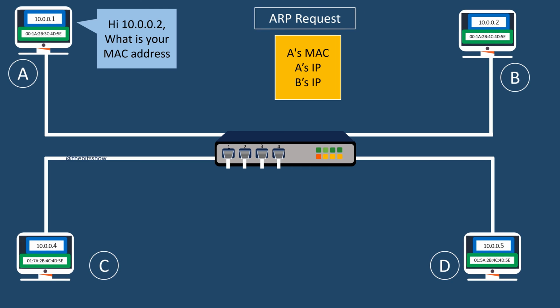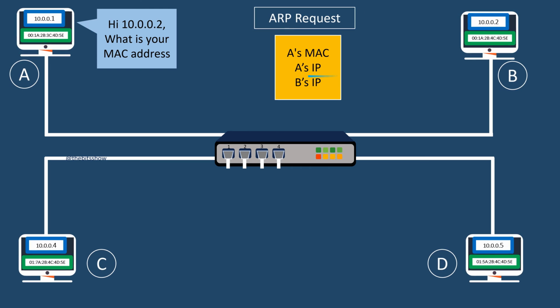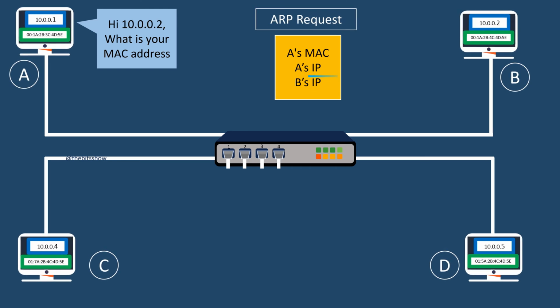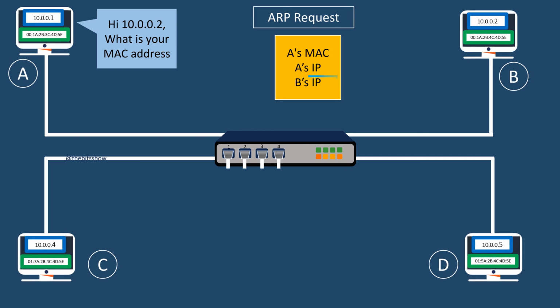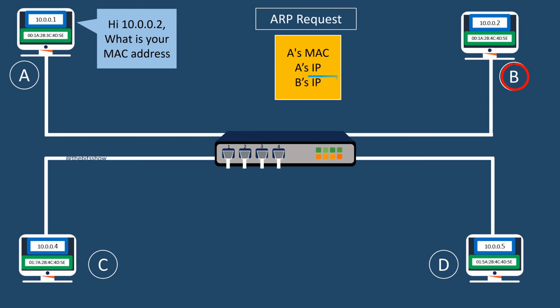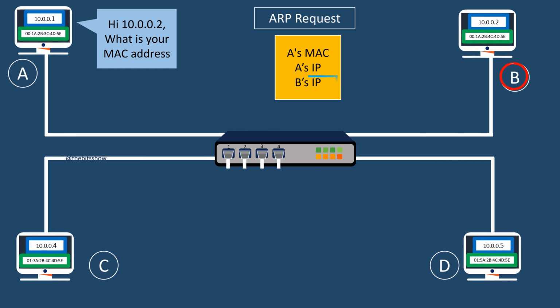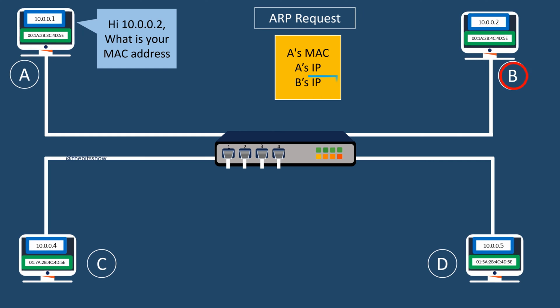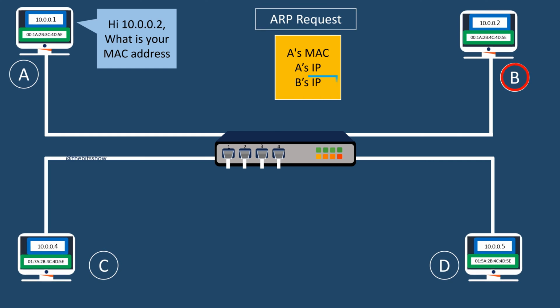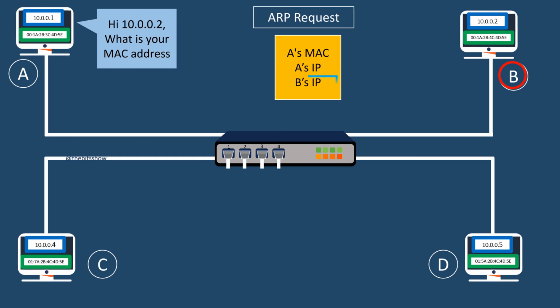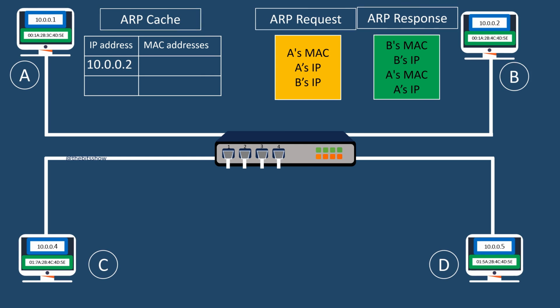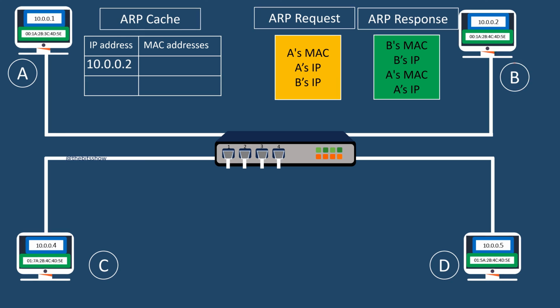Upon receiving the request, all computers check if the target IP address matches their own. In computer B's case, it's a match. Understanding that the ARP request is meant for it and that computer A is requesting its MAC address, computer B responds directly to computer A with an ARP response packet, providing its MAC address.